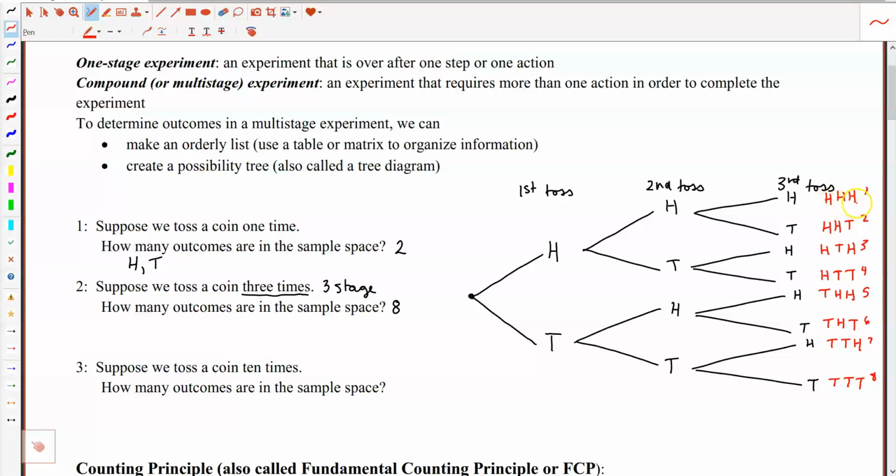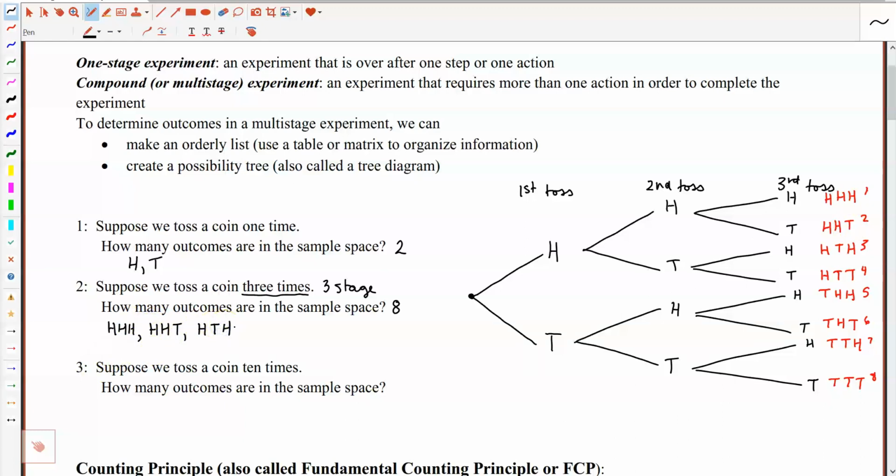So all of those together is 1 outcome. For instance, if I were to start listing them over here, I could have heads, heads, heads, and then I'm going to put my comma, and then I'm going to list the next one. So I could have heads, heads, tails, and then I'm going to list my comma.